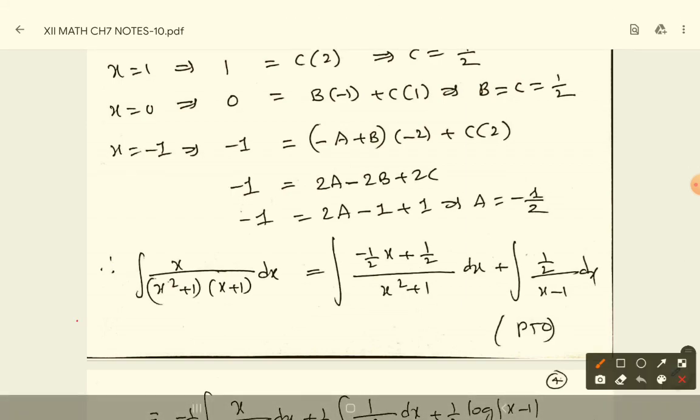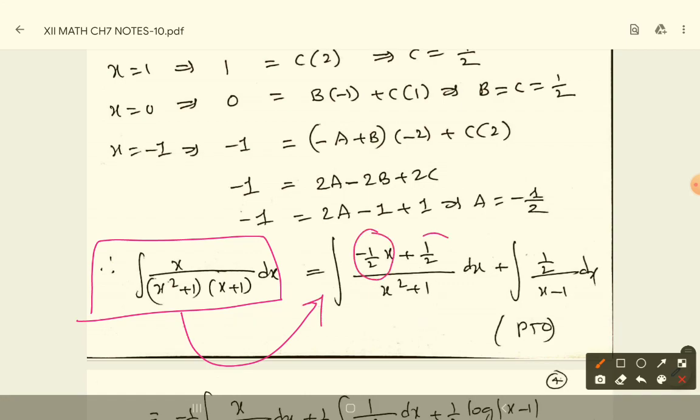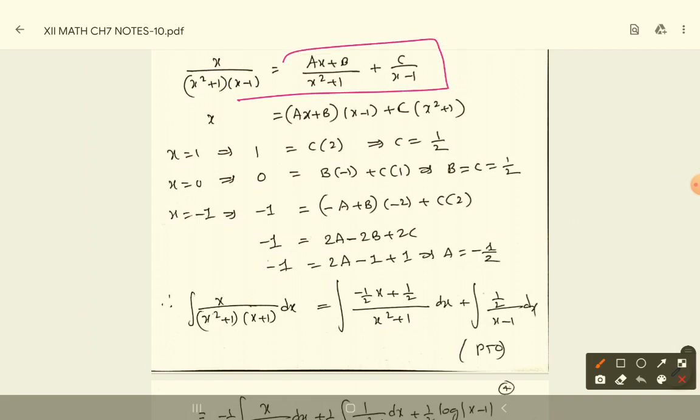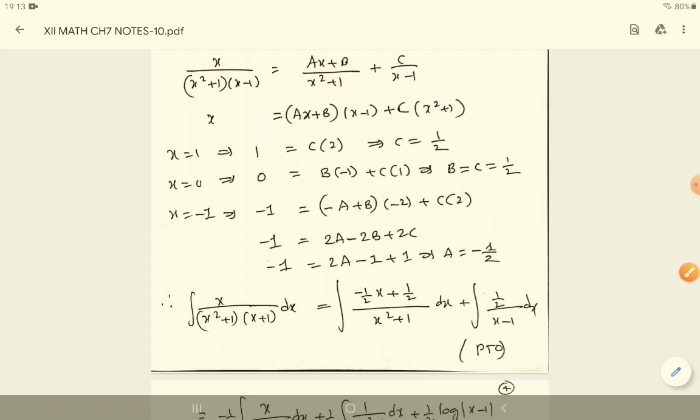So then the integration of x by x square plus 1 can be written as minus 1 by 2x plus 1 by 2 by x square plus 1 into dx plus 1 by 2 by x minus 1, because the formula is applied here. See, look at this. This one is right. That one I have written here with the help of the ABC values. Then after that we have to integrate it.